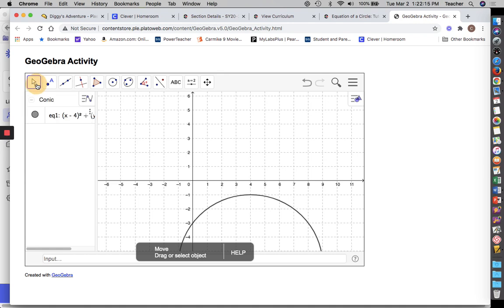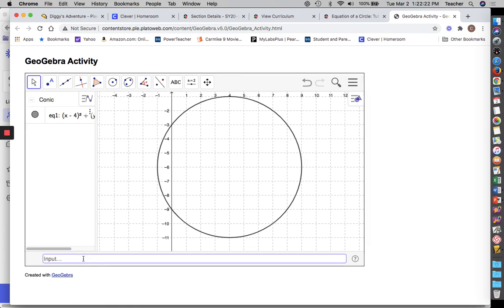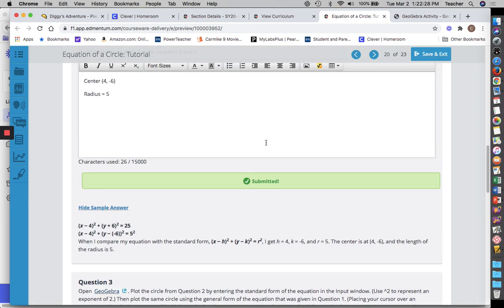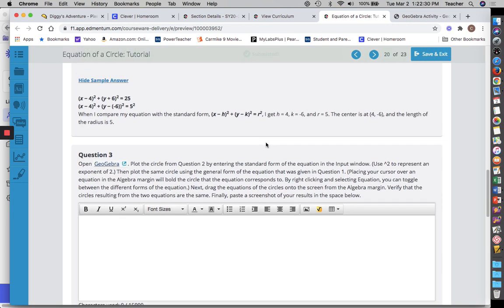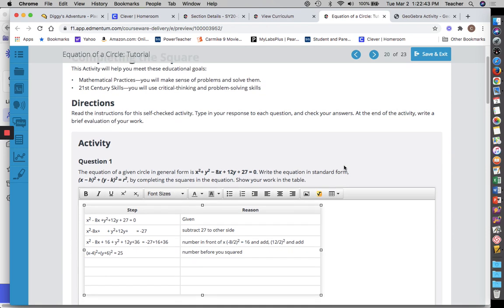All right, there it is. Oh, I need my center point. Well, I guess it's 4, negative 6. And they want me to apply the same circle in general form of the equation. Okay, so now they want the general form. Oh gosh. Well, it's just going to sit on top of the other one. But I do what they tell me to do.